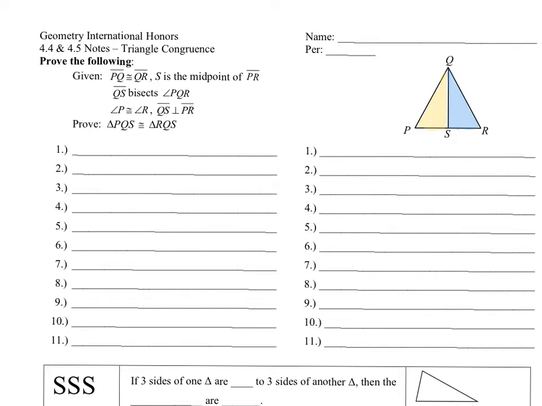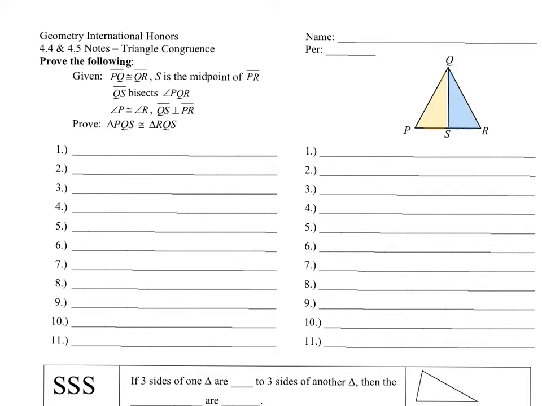So since a triangle has 3 angles and 3 sides, in order to prove these two triangles congruent using that definition, we're going to have to show that there are 6 pairs of corresponding parts congruent. Well, fortunately, we have plenty of information here to get that done. So let's get busy proving that these two triangles are congruent by showing that we have 3 pairs of angles congruent and 3 pairs of sides congruent.